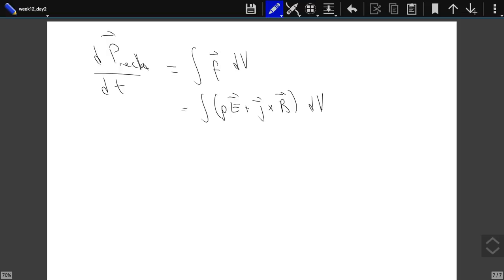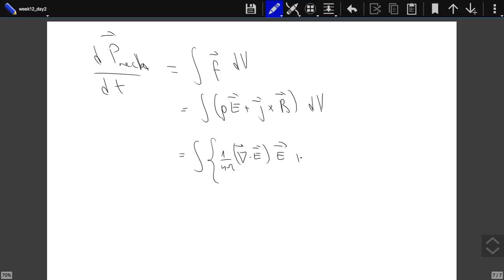Now next I will just eliminate this rho and J, try to identify some total time derivatives and also some surface integrals. That's what I will do. Now let's start with, we already know rho. Rho is 1 over 4 pi divergence of E, multiplied with E.